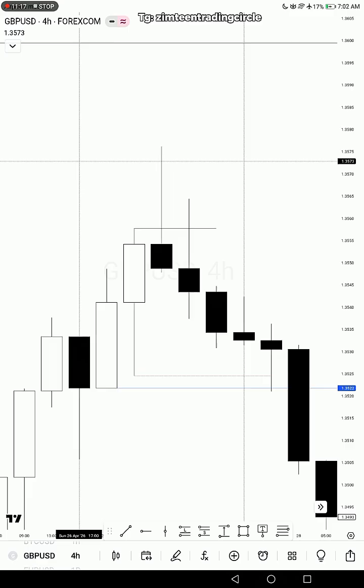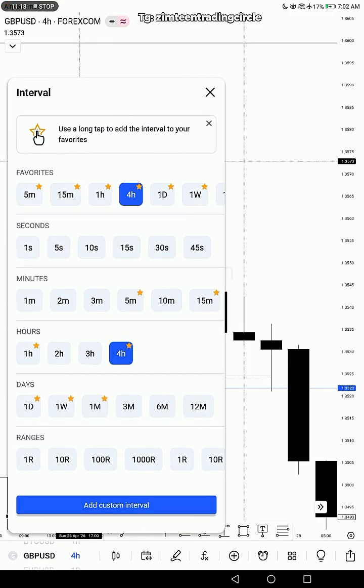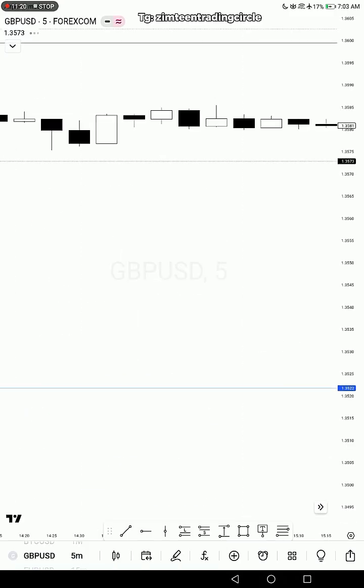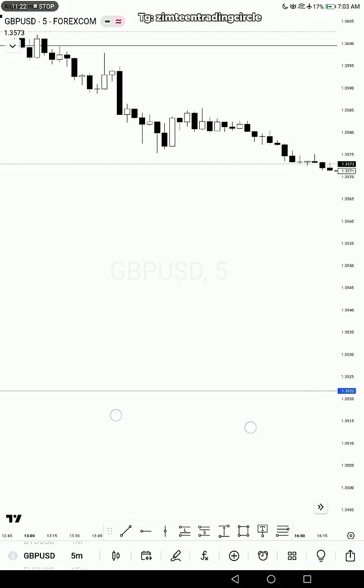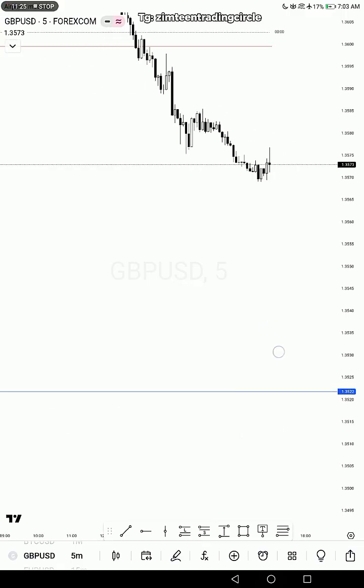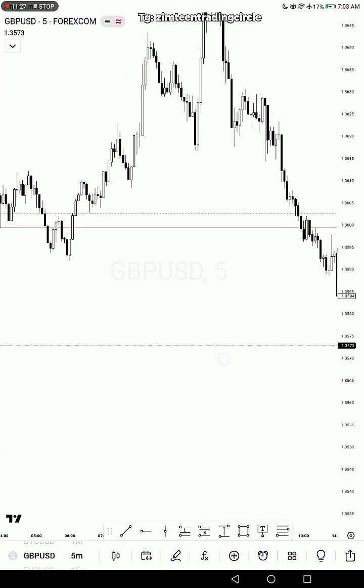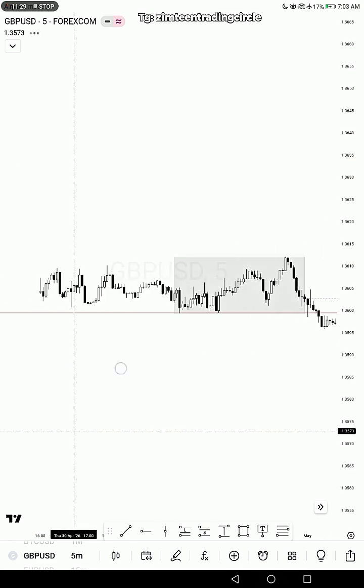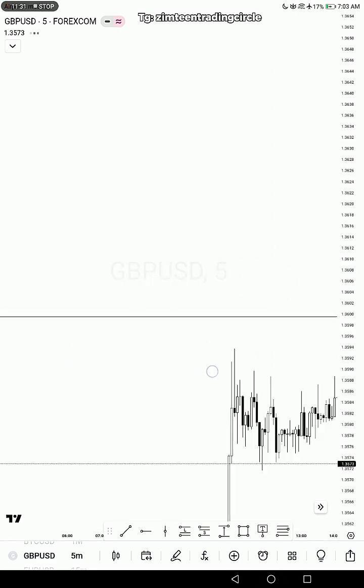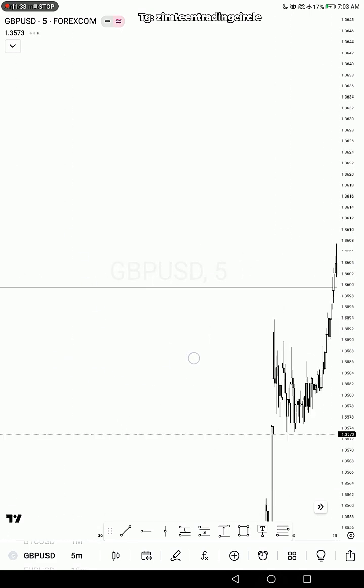Now from the 4-hour, I go straight to the 5-minute time frame alignment. What's price actually doing? Where can I see my key level? Right here on the 5-minute time frame.